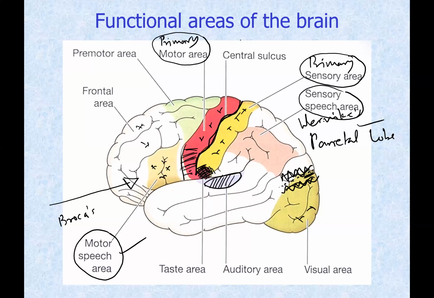Now, for your speech, before you talk, you need to get inputs from auditory and visual areas. You need to see things and hear things to formulate your speech. That is done by this area. To do that, you need to get these sensory inputs, and that is done by Wernicke's area, the sensory speech area. Then information is sent from this area to that area through a bundle of fibers. We will talk about it later.